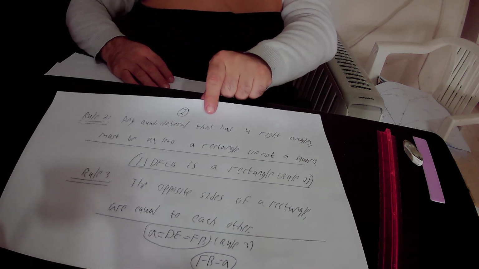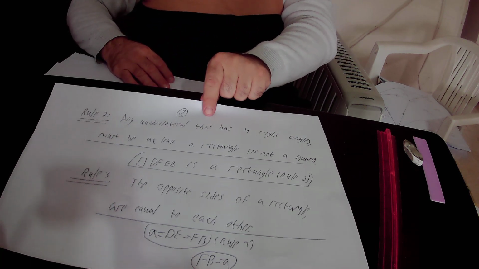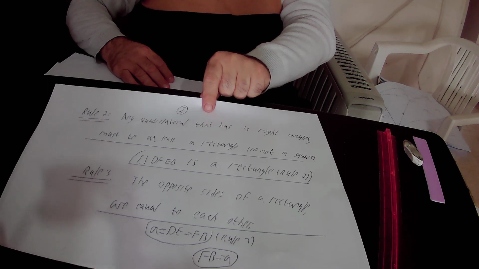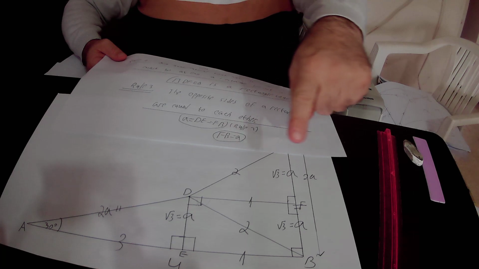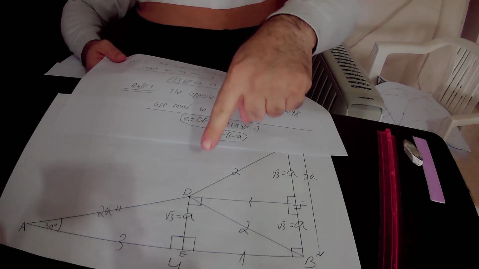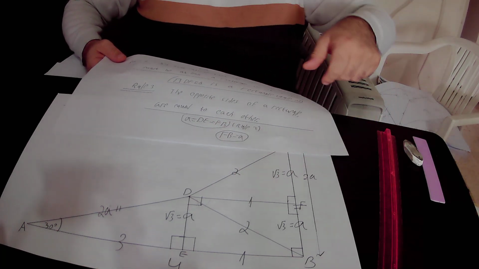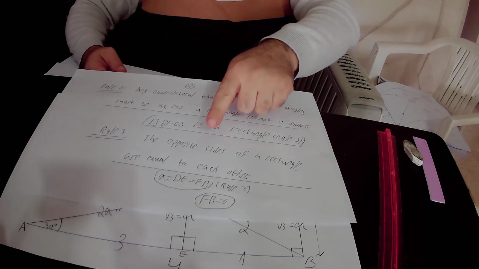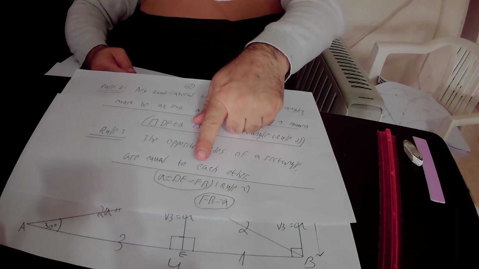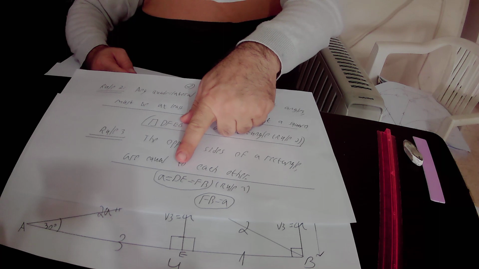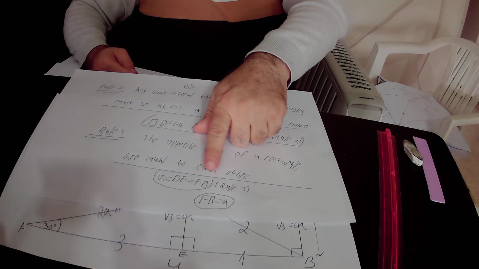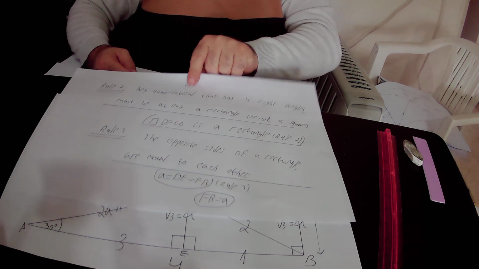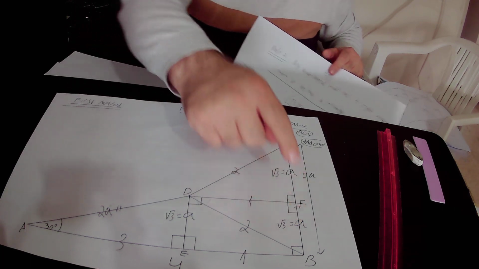And we have rule number 3 that states that the opposite sides of a rectangle are equal to each other. So the opposite sides of rectangle DFEB must be equal to each other. That is to say, DE equals FB. According to rule number 3, DE equals FB, but according to our definition, DE equals A. From this equation we derive that FB also equals A. FB equals A.